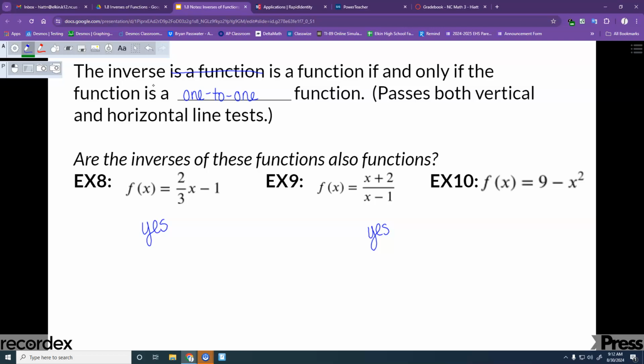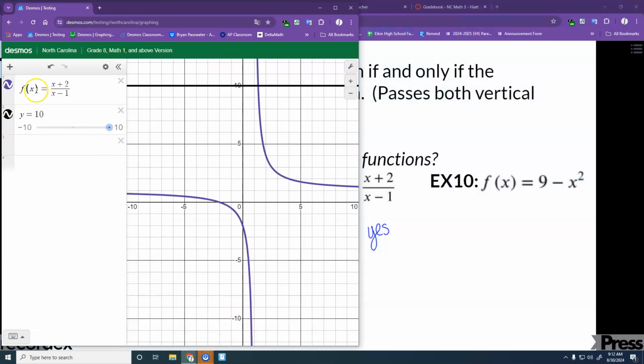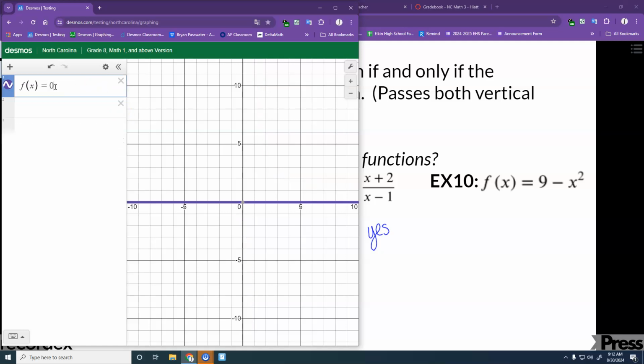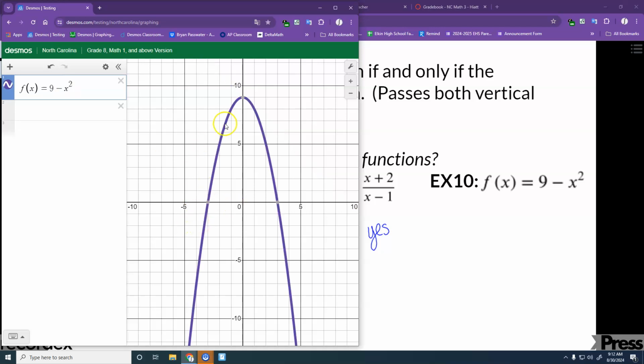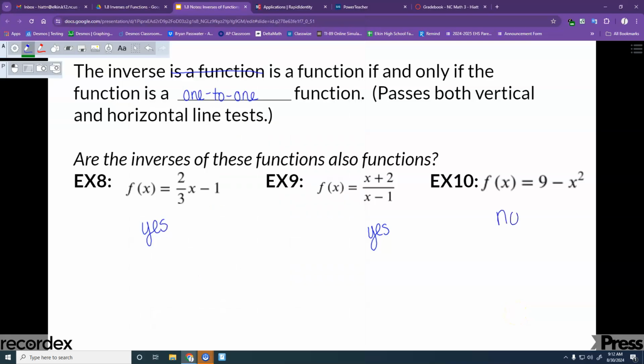Is a parabola going to pass the horizontal line test? It will not, but let's graph it just to be sure, to make sure I've not truly lost it today and forgotten everything. There's a chance that I have. Yeah, that definitely does not pass the horizontal line test. So it's not a one-to-one function, so your inverse would not be a function on that. Okay? All right, questions?